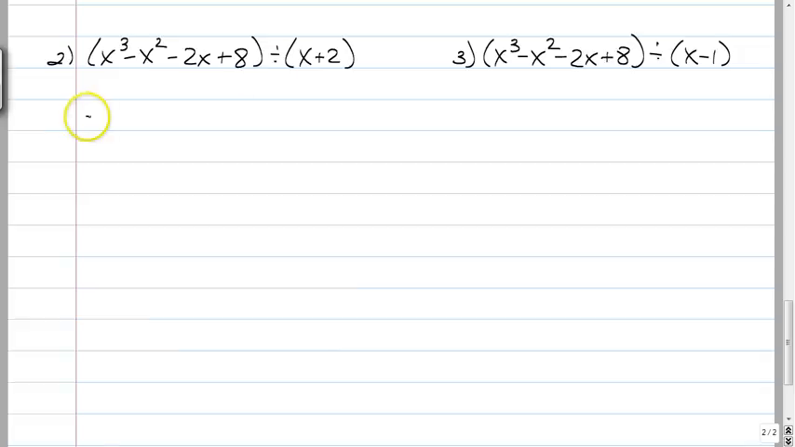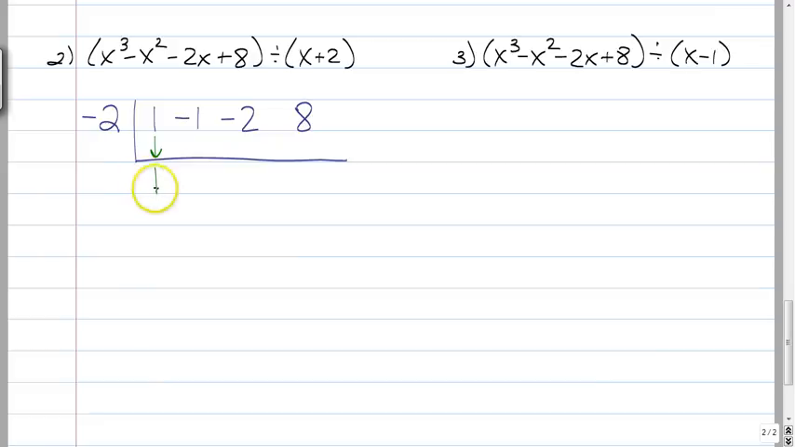So for both of these, we know we're going to have our solution. So x plus 2 is equal to 0, so we are going to synthetically divide by a negative 2. And inside we have a 1, negative 1, negative 2, and 8. Of course, your first step is to drop the first term, so this is 1. So negative 2 times 1 is a negative 2. Add those together, you get negative 3.